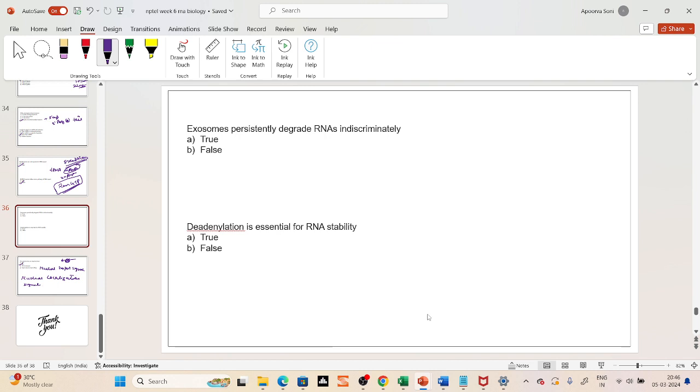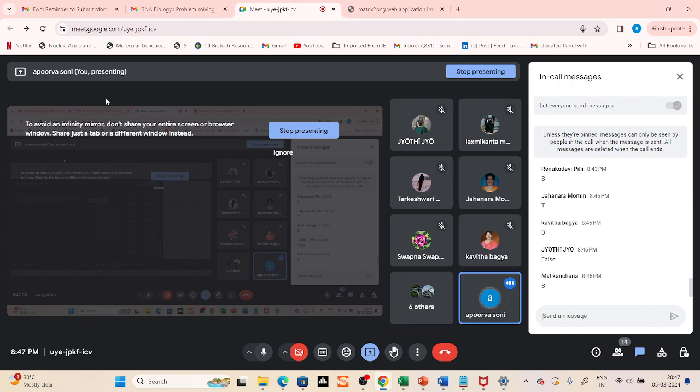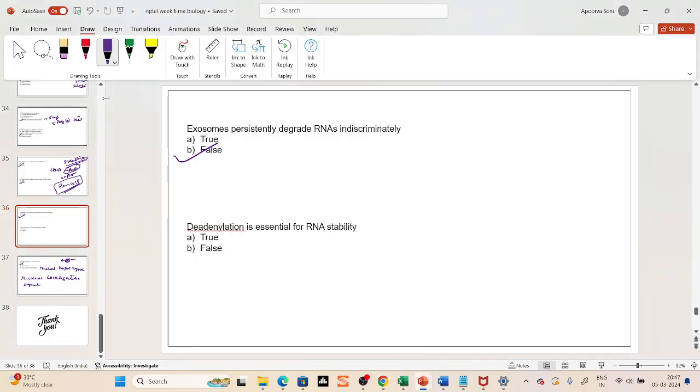Anyways, the answer is false. First you have to understand, this is your homework because we don't have that much time that I can explain to you about the exosomes function. If you really want to know, you just read what are exosomes. So does anybody know what exosomes are? Does anybody know a little bit about exosomes? No. Okay.